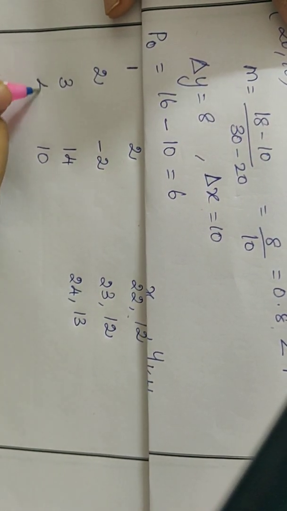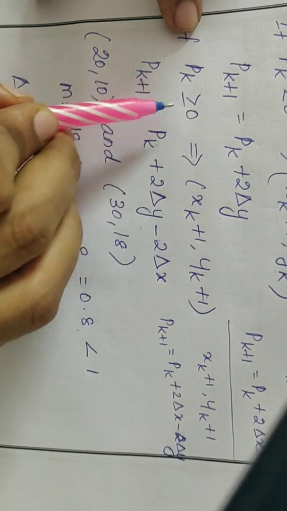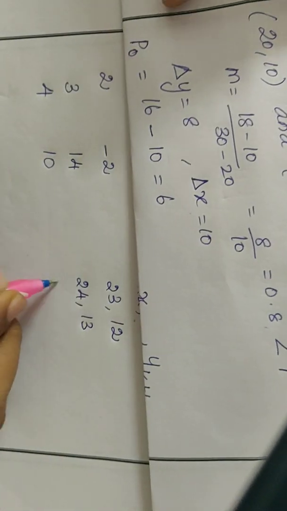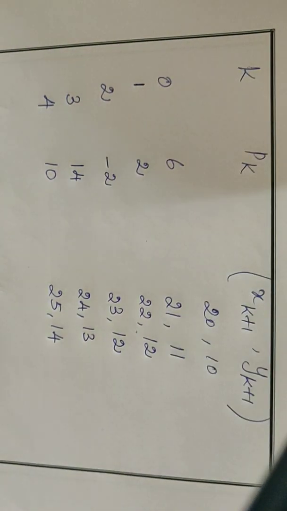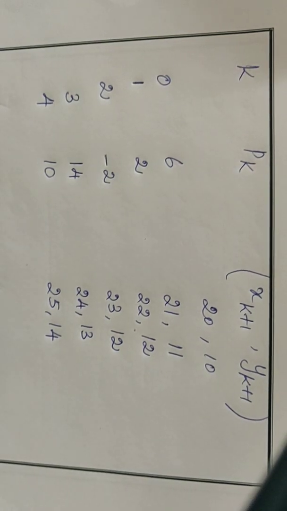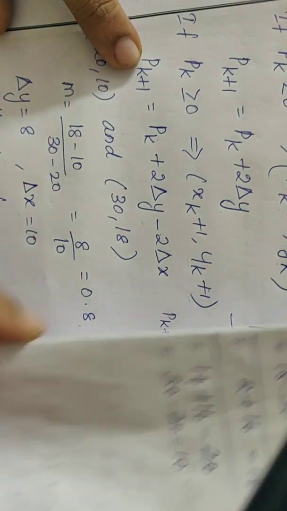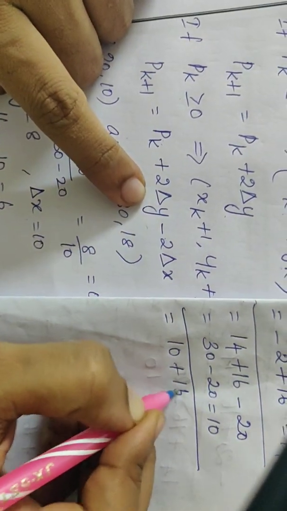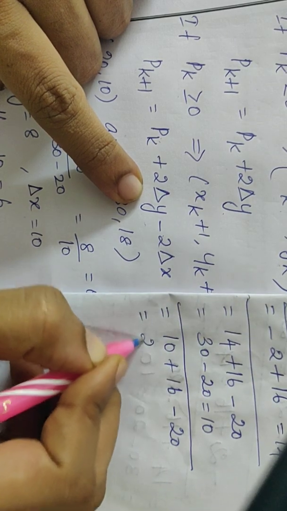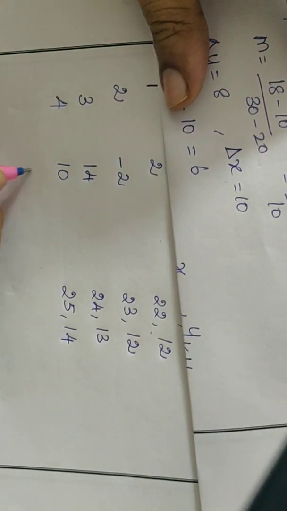Next iteration. So 10 is greater than 0. So pk value is greater than 0, increment both. So this becomes 25, 14. So you have to calculate the next pk value. I have incremented both, so I will be using this equation. So it is 10 plus 16 minus 20, which is equal to 26 minus 20, which is equal to 6. So I have to write 6 here.